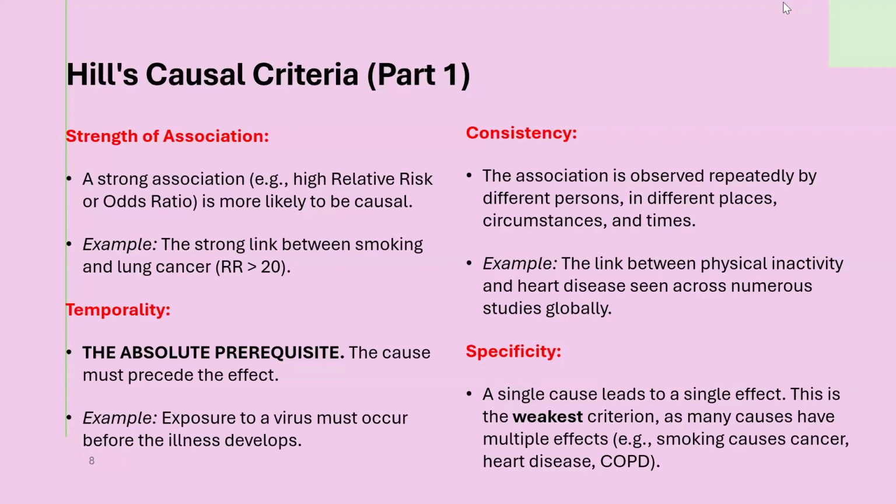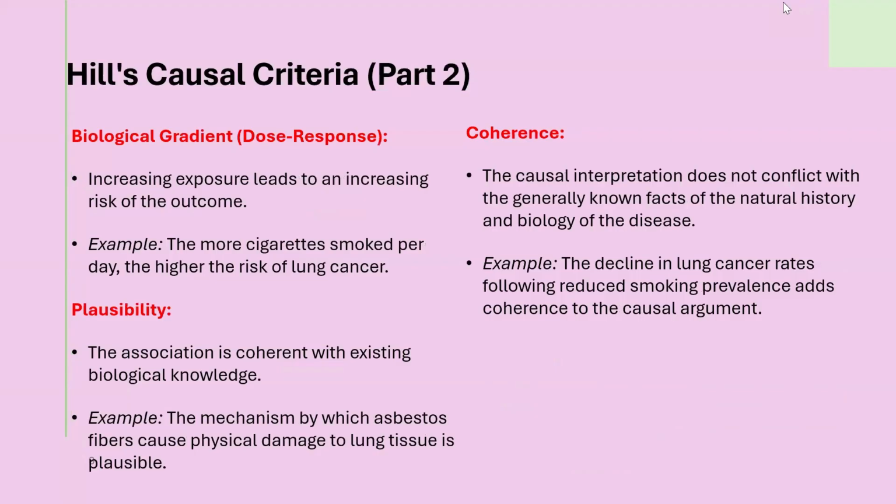Okay, the fourth criteria that Hill considered was specificity. And that means a single cause leads to a single effect. So again, using COVID as an example, if you have the SARS-CoV-2 virus, then it leads to the COVID-19 disease. That's the specificity, or if you have Plasmodium falciparum, it leads to malaria. It has to be specific in its cause. Okay. Now, the fifth criteria that Hill considered was what we call biological gradient or the dose response. And that means increasing exposure leads to an increasing risk of outcome.